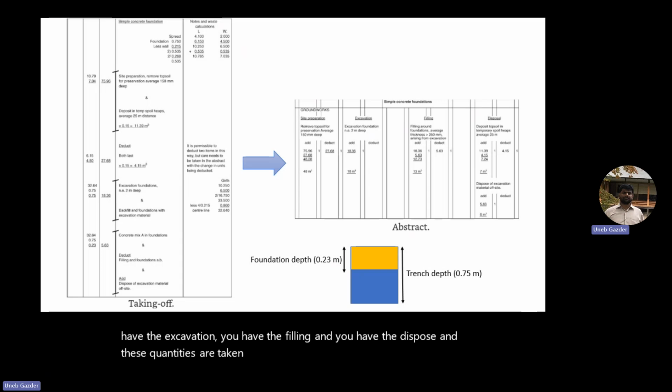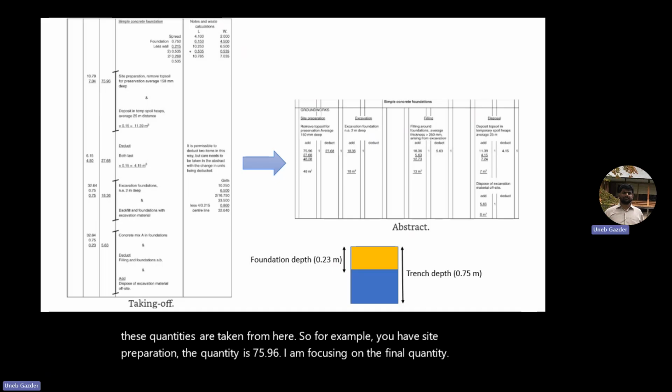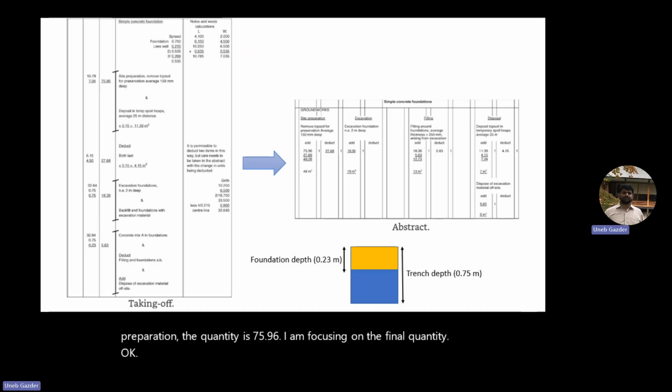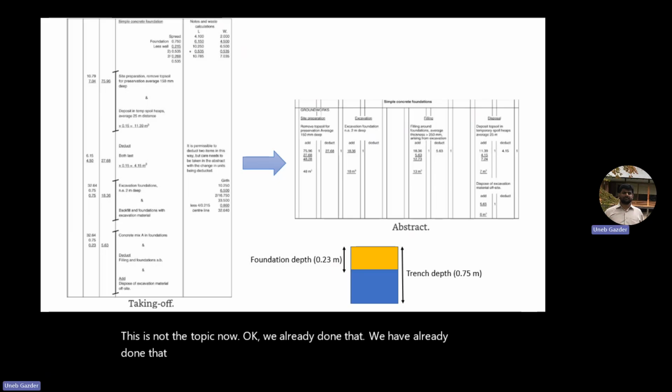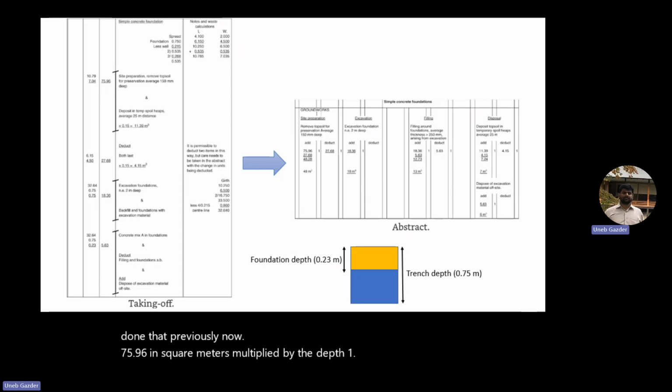So for example, you have site preparation. The quantity is 75.96. I'm focusing on the final quantity. The drawing is not given, so I don't know what is 10.79, what is 7.0. This is not the topic now. We have already done that previously. Now, 75.96 in square meters multiplied by the depth 11.39 cubic meters. This is the final quantity.